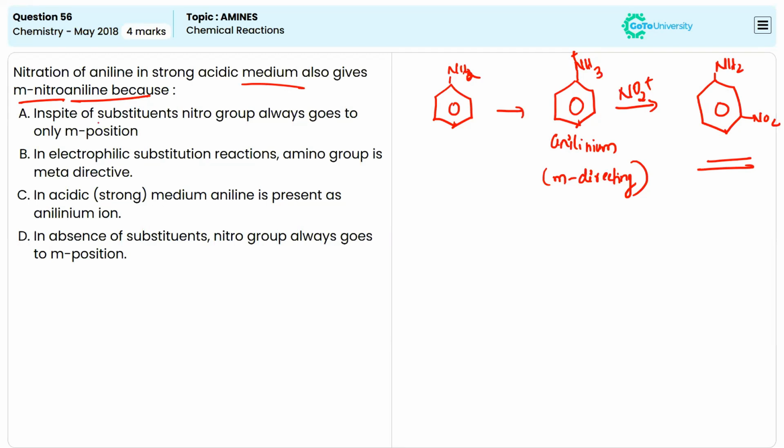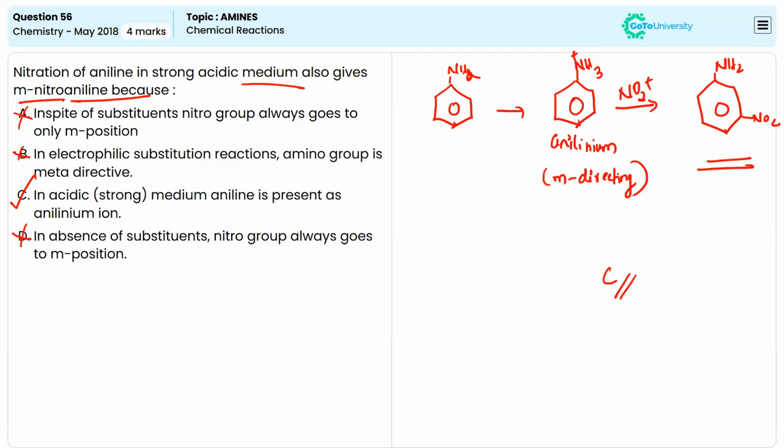So the first option is, in spite of the substituent, the nitro group always goes only to the meta position. That is not correct. In electrophilic substitution, the amino group is not meta-directive. That is not the correct answer. In acidic medium, aniline is present as anilinium ion. That is the reason. So D is also incorrect. Coming to C, that is the correct answer because the anilinium ion produced here is a meta-directing group.